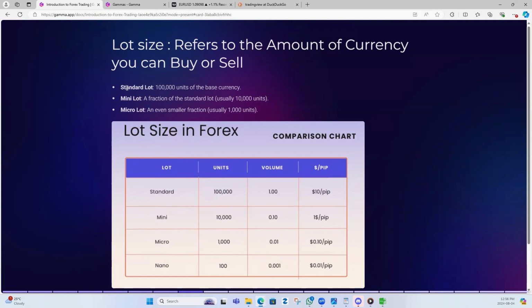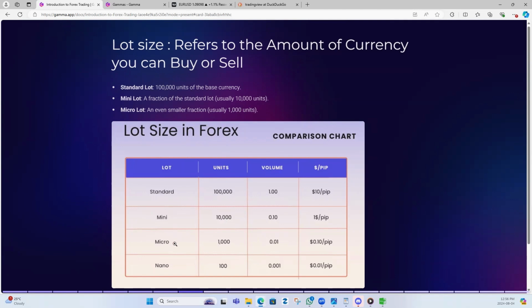We have 3 lot sizes. You can only buy currencies in lots, meaning the standard lot is worth $100,000. So if you want to buy euro, US dollar, you're buying one standard lot, which is equal to $100,000. Okay. Then we have the mini lot, which is equal to $10,000. If you want to buy a mini lot of euro, US dollar, the mini lot is equal to $10,000.